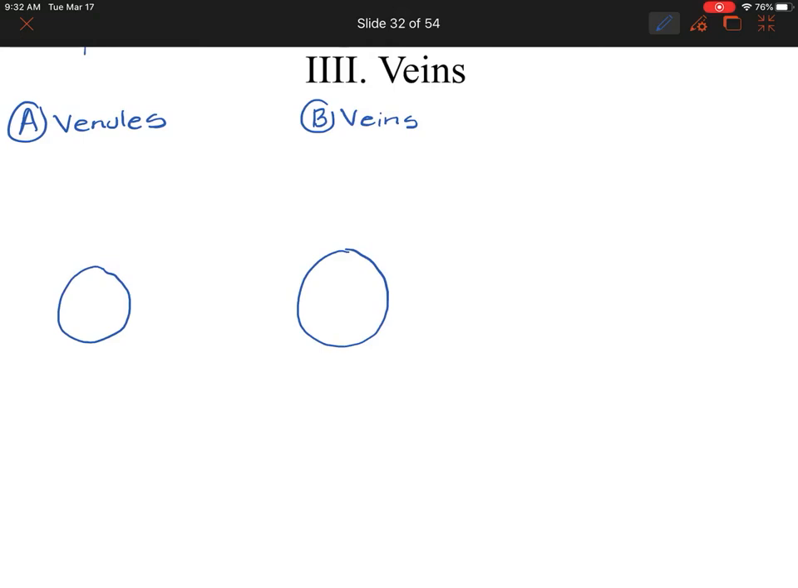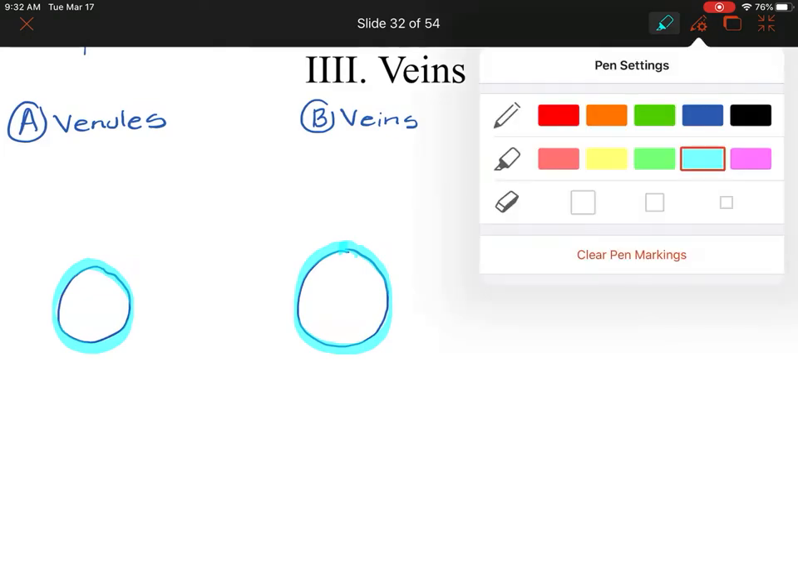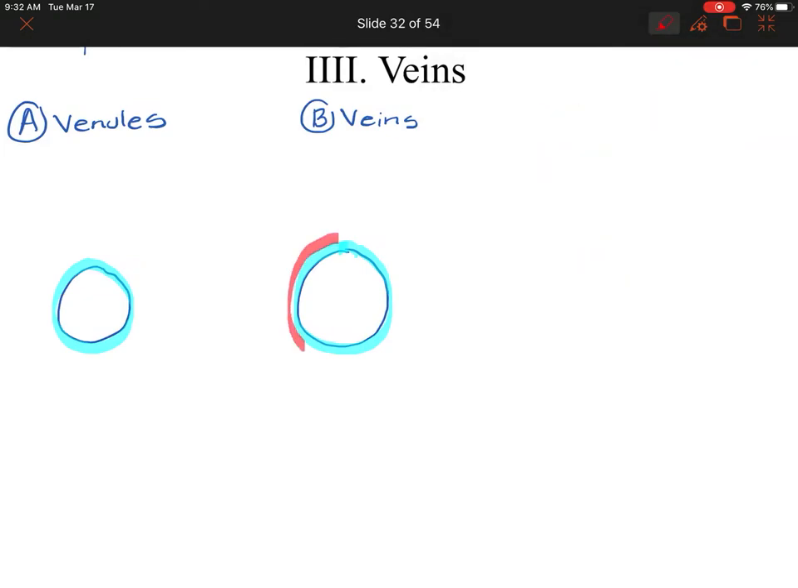Second difference was that the walls were thinner. In venules, you just have an endothelium. Sometimes you'll have a subendothelium, but that's it. Veins have all the layers, but they're all really thin. So we have our subendothelium, tunica media, tunica adventitia. So you have all 3 layers, but they're very thin.